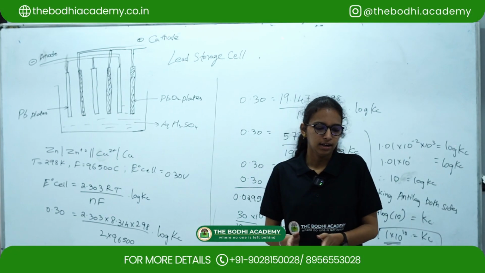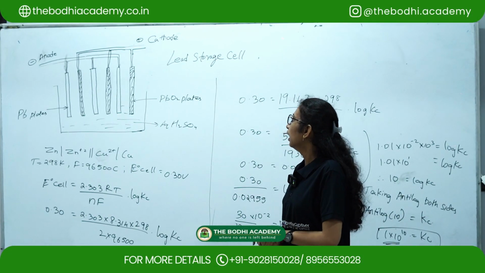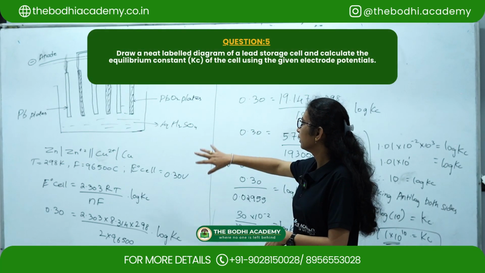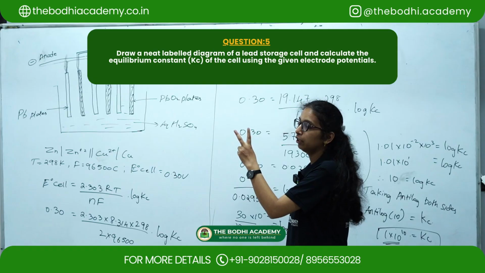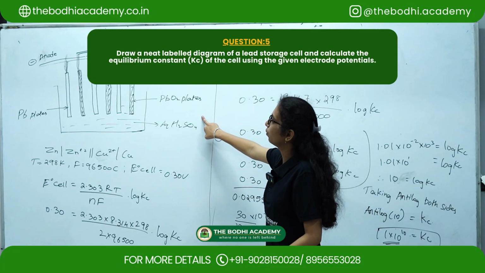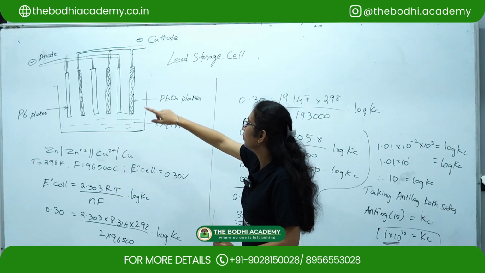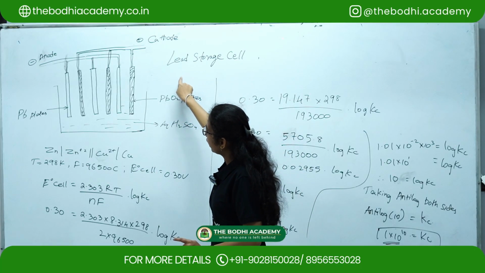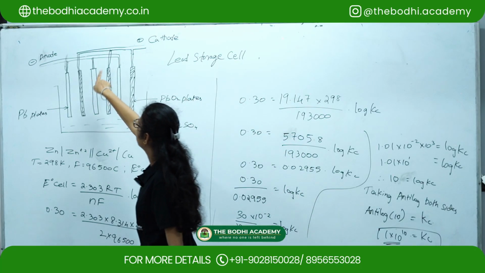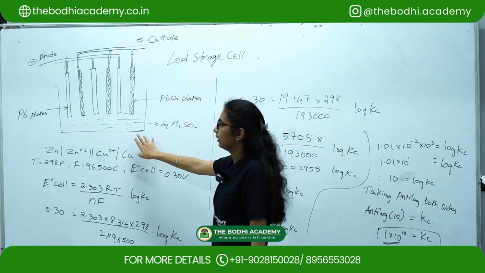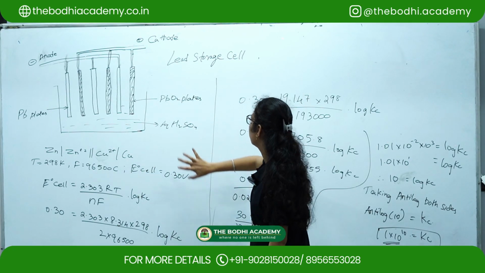Okay. Let's start with the next question. They told us to draw the neat labeled diagram of a lead storage cell. This is the lead storage cell, which is having two different types of electrodes, which is PbO2 plates and lead plates. Pb plates is your anode. This side it is connected. This is your anode, and PbO2 plates is your cathode. And the electrolyte solution is aqueous H2SO4.